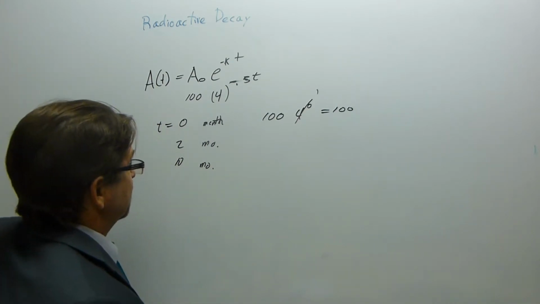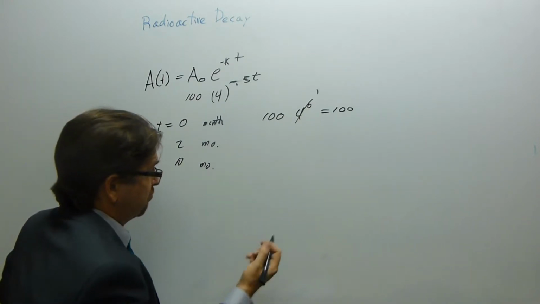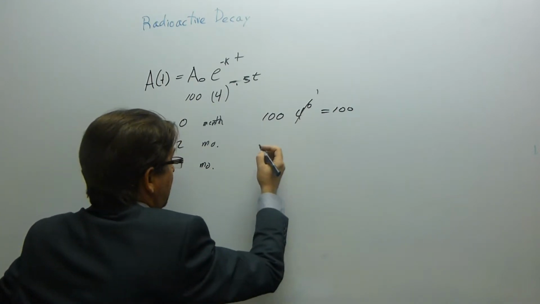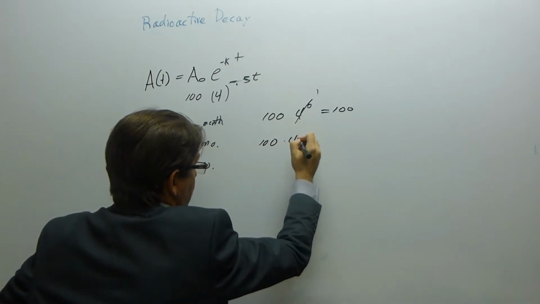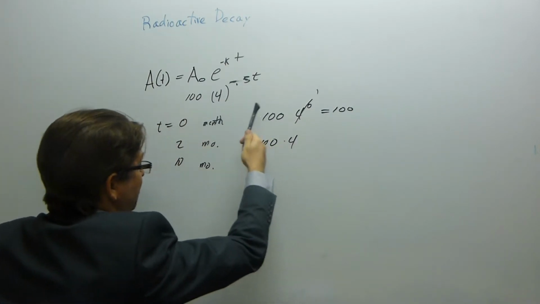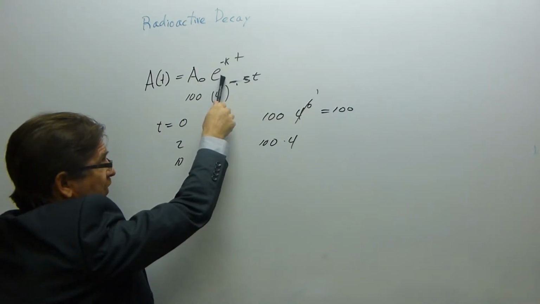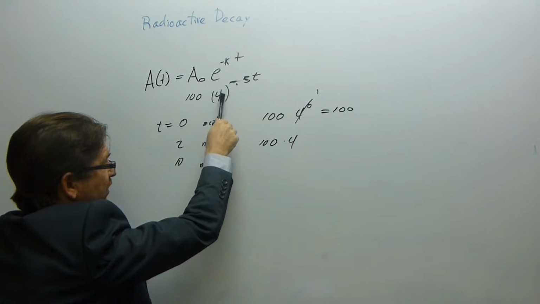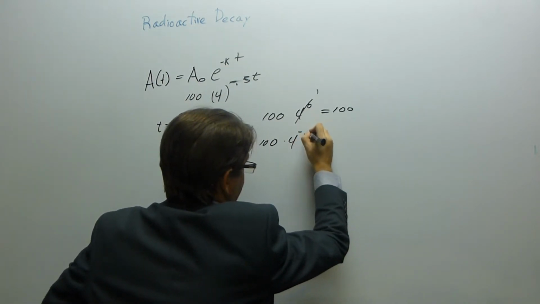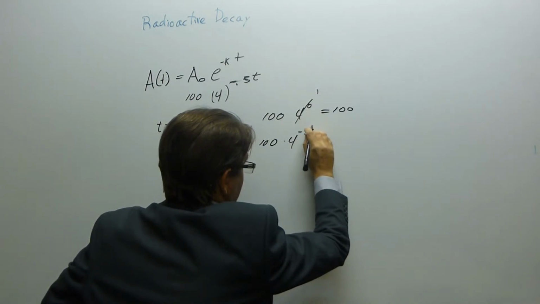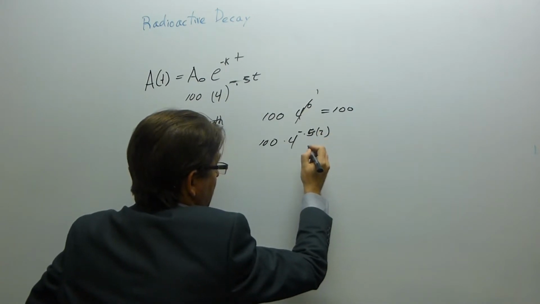After 2 months, in this case the half-life appears to be about a month. Okay, so after 2 months we have 100 times 4, and of course, this could be any number right here. Typically, in science, we use the number e, but in this case, we're just using 4. 4 to the power of negative 0.5 times 2, so we get.